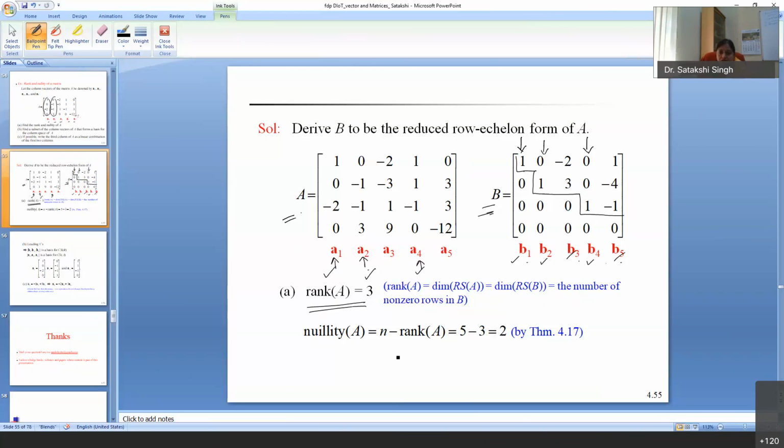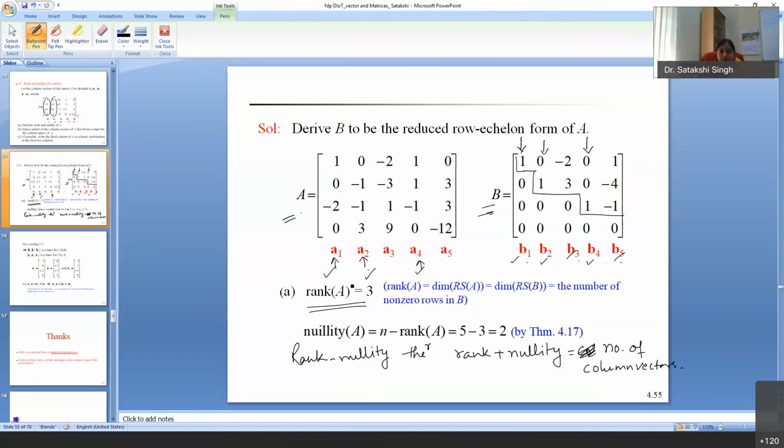And according to the rank and nullity theorem, we have a very important theorem called the rank nullity theorem. According to the rank nullity theorem, the rank of a matrix plus the nullity of this matrix is equal to the number of column vectors. Number of column vectors. So how it is related to the data sciences, let me tell you.